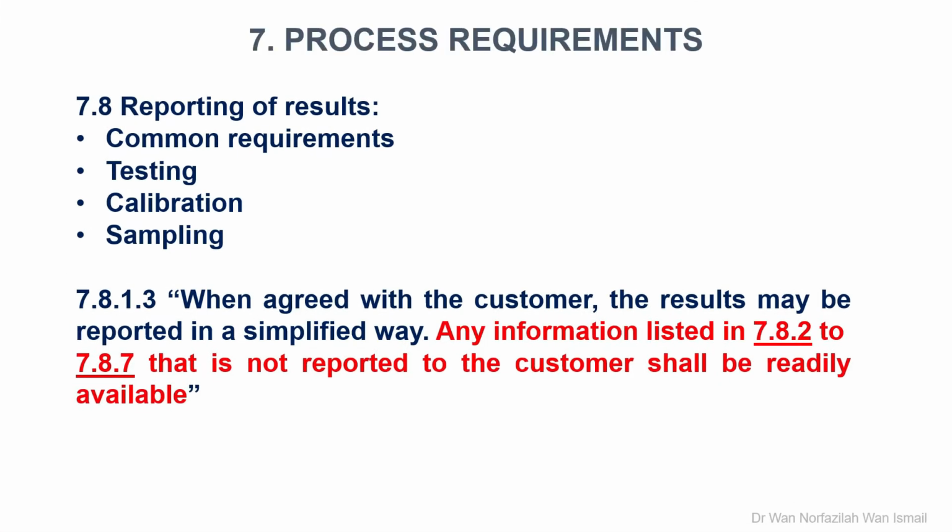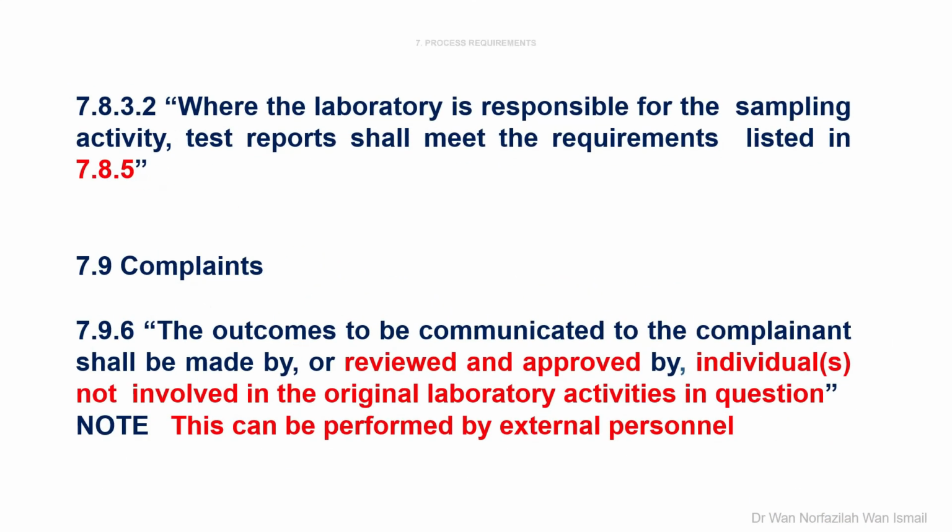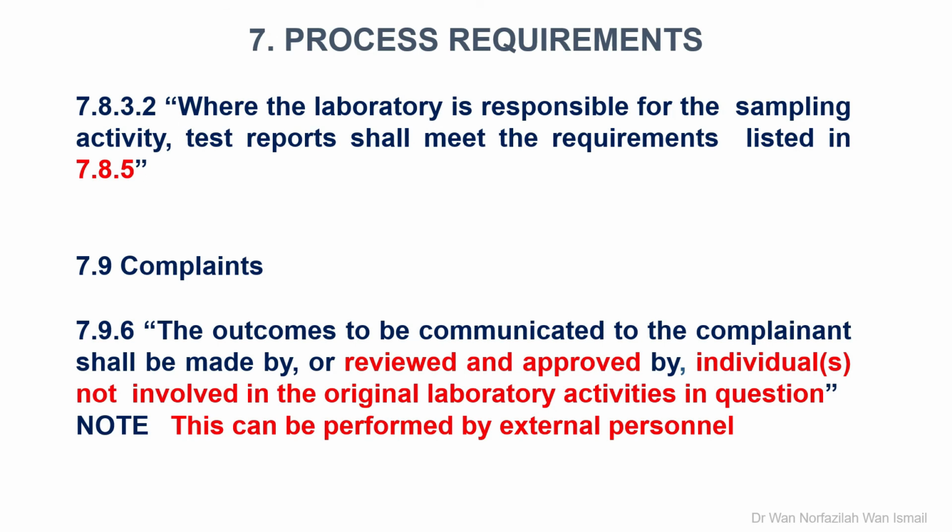Clause 7.8 Reporting of results. Common requirements for reports, test, calibration or sampling. Each report shall include the information that will minimize any possibility of misunderstanding or misuse. Clause 7.9 Complaints. The outcomes to be communicated shall be made, reviewed, and approved by individuals who are not involved in the original laboratory activities.